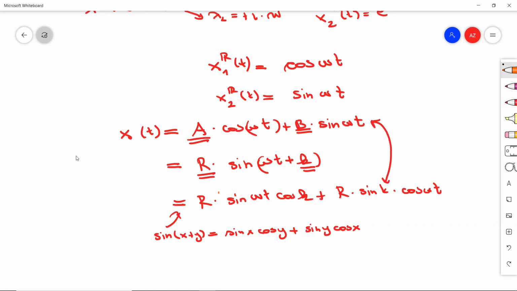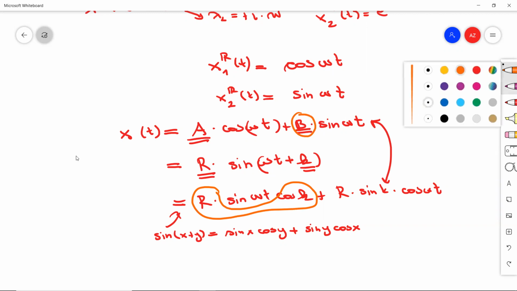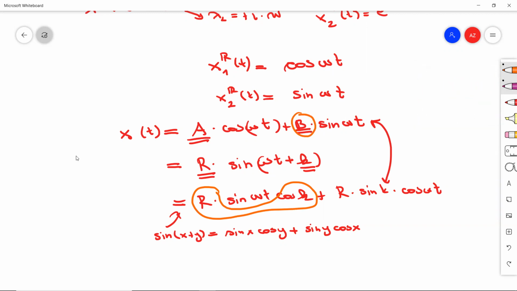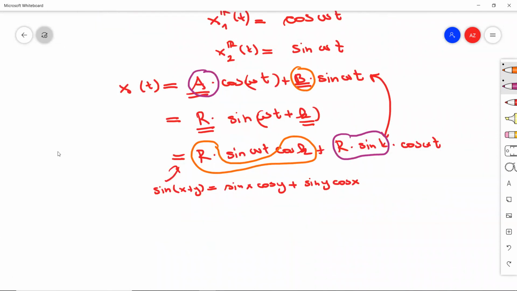And what we get here is r times cosine k is b, and r times sine k is a. So how do I get r out of this? So r times cosine k is b, and r times sine k is a. So how do I get r and k out of this?